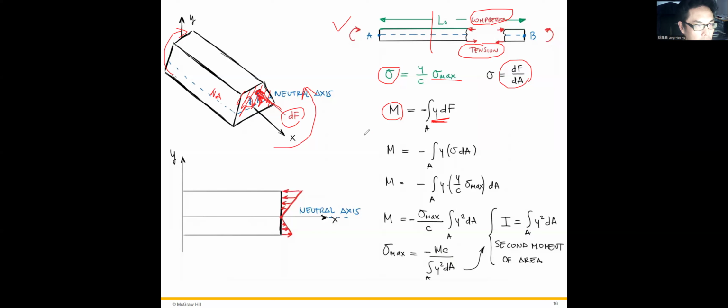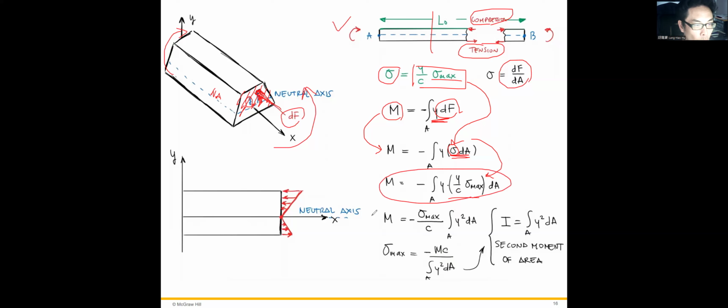Okay, so let's just keep going. And we replace the F in terms of the sigma times the A, the stress times the area. Okay, and then we replace the stress with this term here, and we get the next equation. Okay, and we just rearrange this equation.